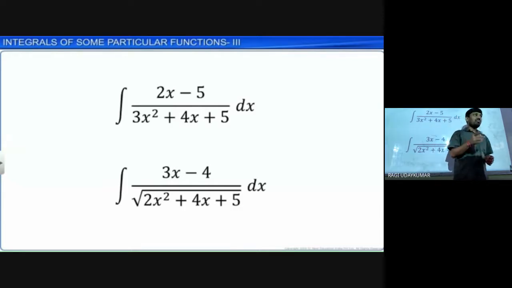Integration of 1 by a square plus x square dx is equal to 1 by a tan inverse x by a. These are the first type, meaning three types. With under root we are going to have the second type.